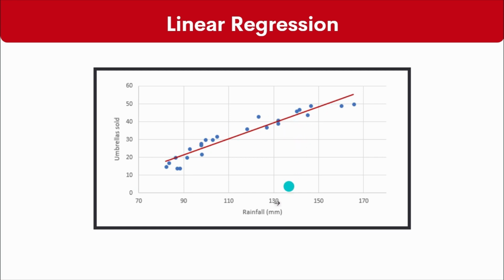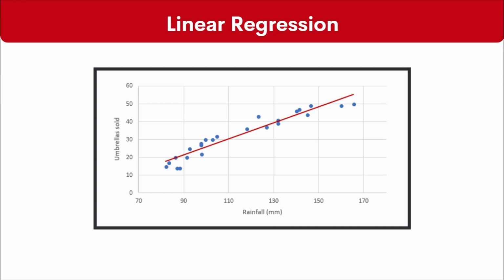Now if I have a new point, since I have this straight line, I can make a prediction. Listen here: tomorrow or today, or this month, the rainfall is around 150 millimeters. So what will be the umbrellas sold? You can use this line. At 150, what will be your y value? Nearly 50. So you can say approximately 45 to 50 umbrellas can be sold in this period based on your data. That is what is called prediction in the context of linear regression.